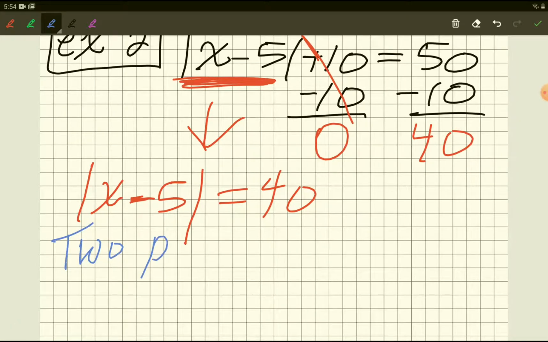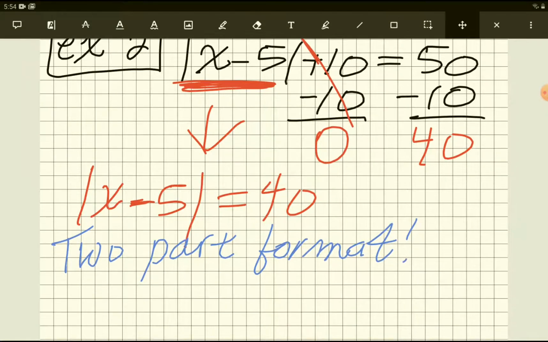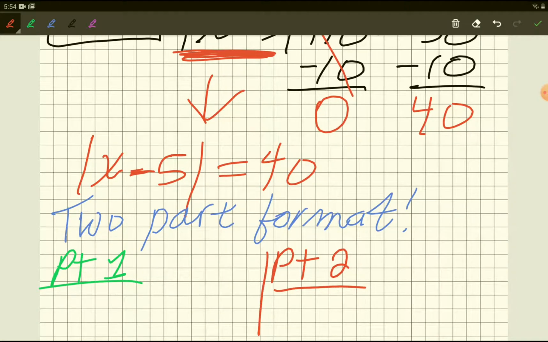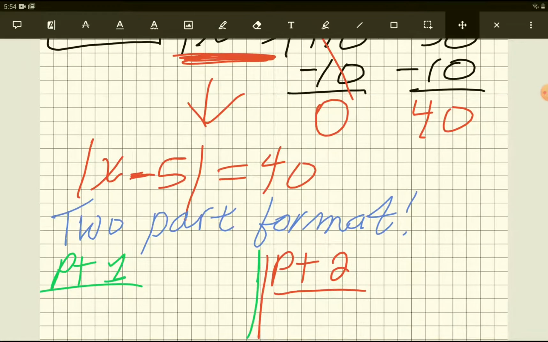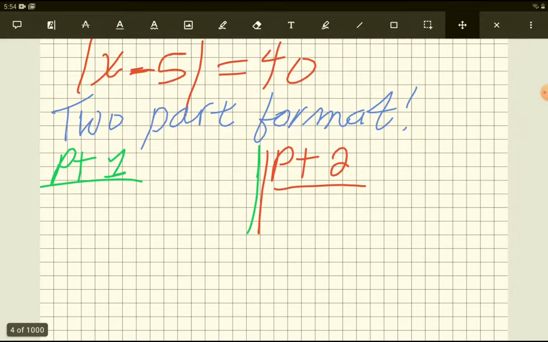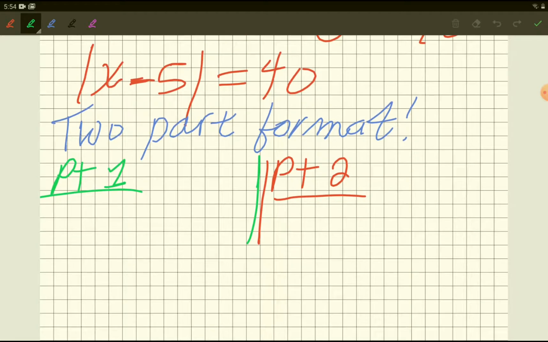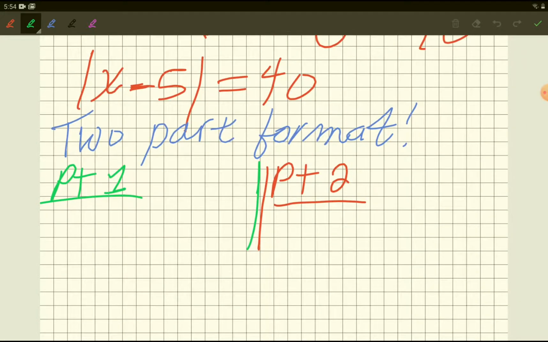Now the two-part format. Okay, and so I'm going to break out my, so this is part 1. Part 2 over here. Part 1 over here. Watch, so I'm going to write part 1. Write it with me if you feel like you got it on your own already. But now it just looks like example 1 now. So now drop the bars. X minus 5 equals 40.